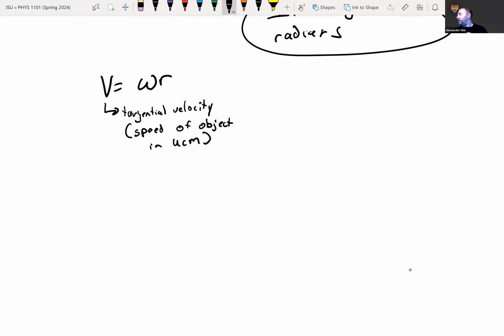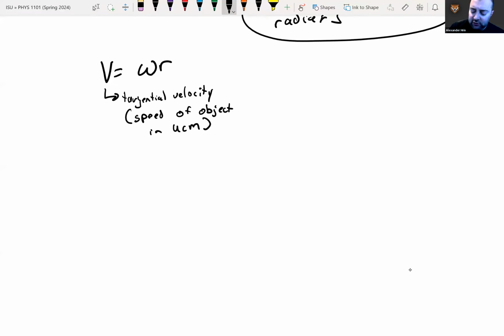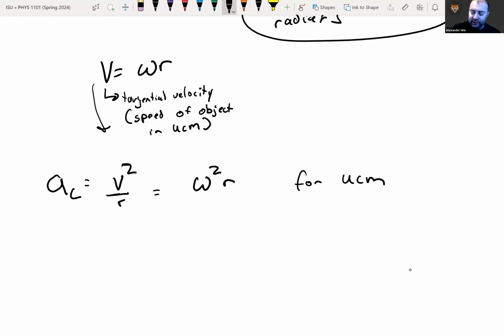So that is how you convert between the speed of the object in uniform circular motion and its angular velocity. Now, as a reminder, our centripetal acceleration was defined as that speed squared over r. If we do a little bit of substitution in here, we can also say that centripetal acceleration is equal to omega squared r. This is, again, for uniform circular motion, but it turns out to be a somewhat useful tool as we go forward and look at some of these other things.